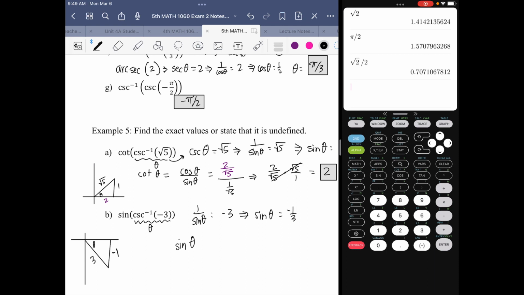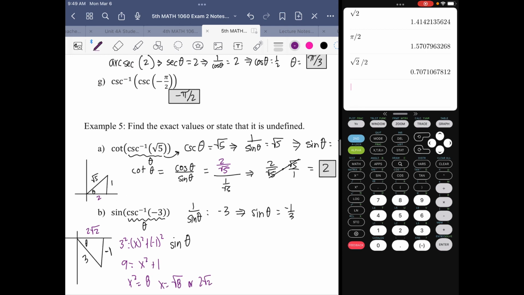And then we can go ahead and figure out this side. So we know that 3 squared should equal whatever that is, squared plus negative 1 squared. So x squared needs to equal 8. So you can write x as either square root of 8 or 2 root 2. 2 root 2 is always my preference.